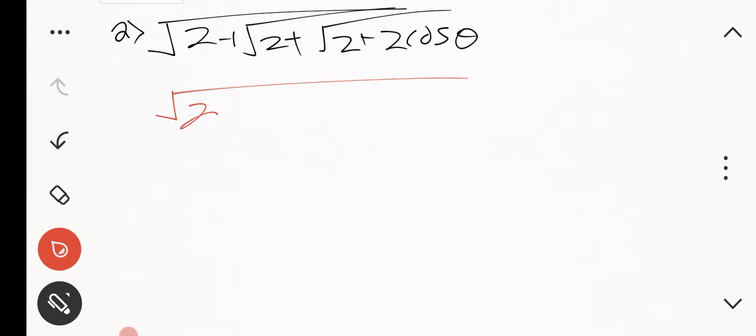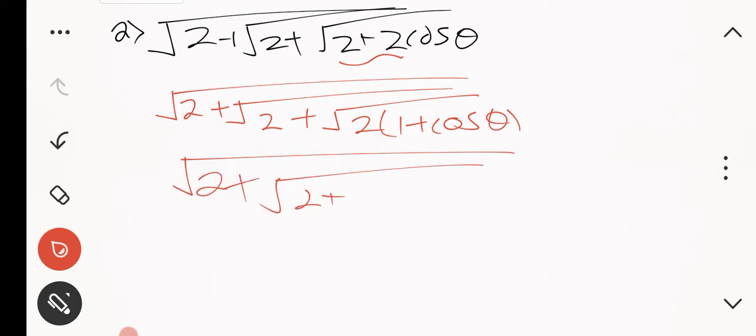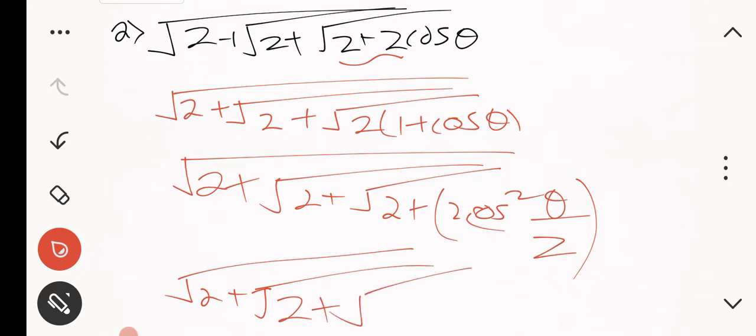Now root 2 plus root 2 plus root 2 into 1 plus cos theta. You may think how this 1 plus cos theta came, right? It is nothing but we made 2 common and we wrote 1 plus cos theta. Okay, now next we will see root 2 plus under root 2 plus 2 cos square theta by 2. This is cos square. And the next step is root over 2 plus under root 2 plus under root 4 cos square theta by 2.